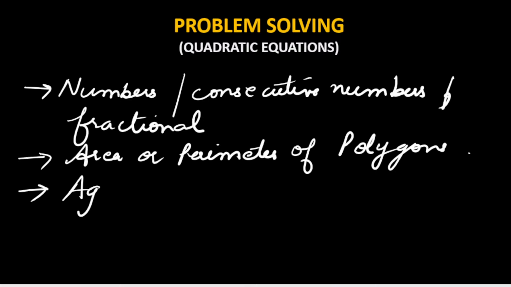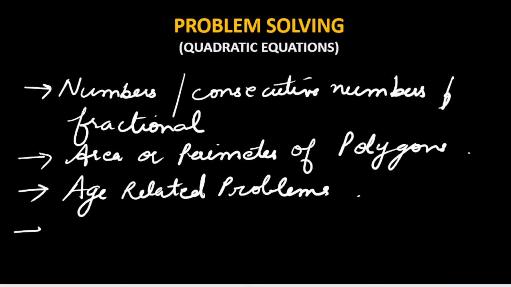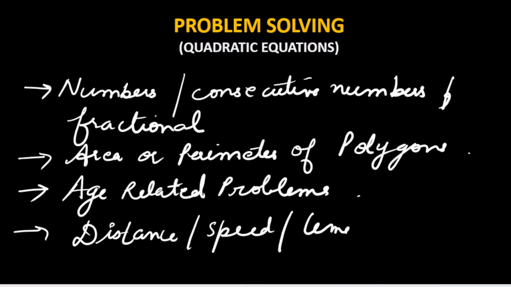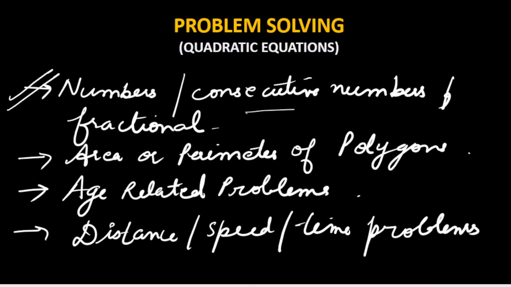Then age-related problems. Then we have distance and time-related problems. Distance, speed, and time, you can say. So these are few categories in which we are going to learn how to form quadratic equations from the given situation. So today we are going to start from the first category, numbers. In numbers we are going to cover the consecutive numbers and fractions as well.